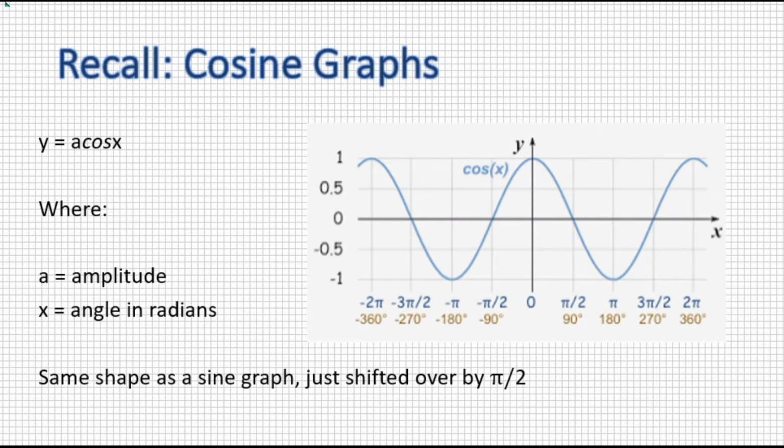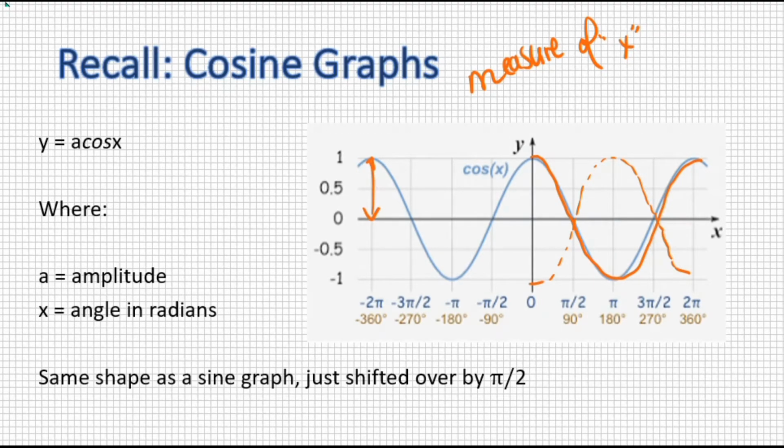Our cosine graphs, the standard form, same thing, except we start at a maximum because it's like a measure of x. It's the same shape as a sine graph, it just starts at a different location, and that starts in air quotes for sure. You're just shifted over 90 degrees. So a positive cosine graph looks like this. If it's negative, you're just going to flip it, and the shape of the graph will be this. Amplitude remains the same. We're still measuring the angle in radians.